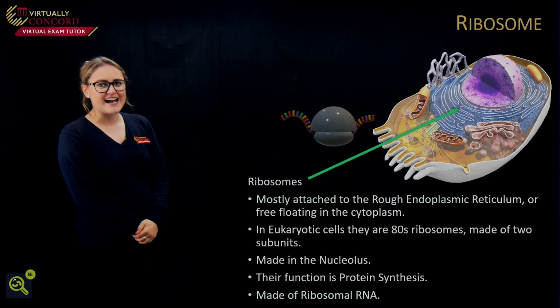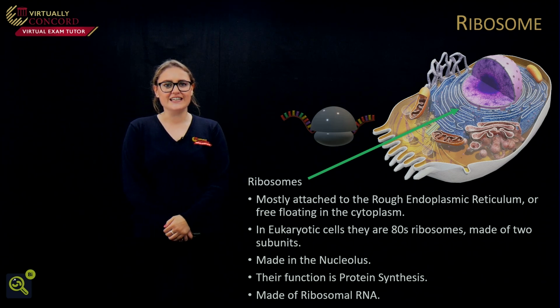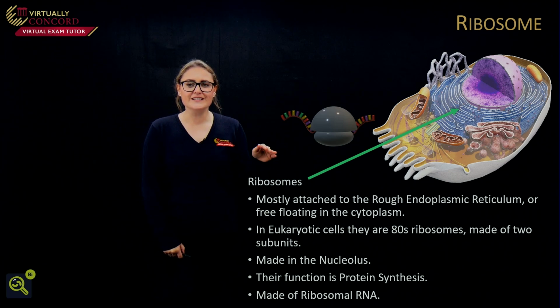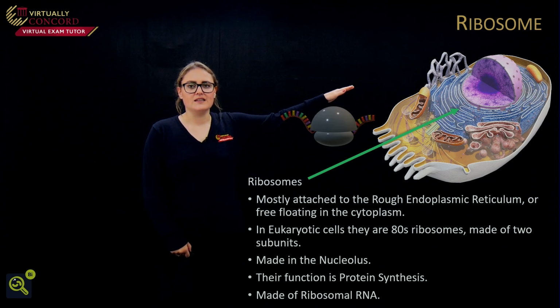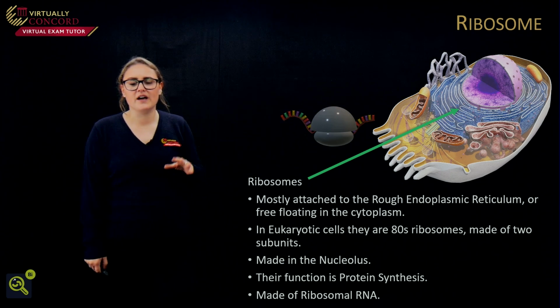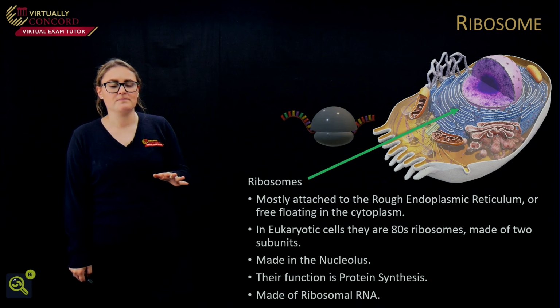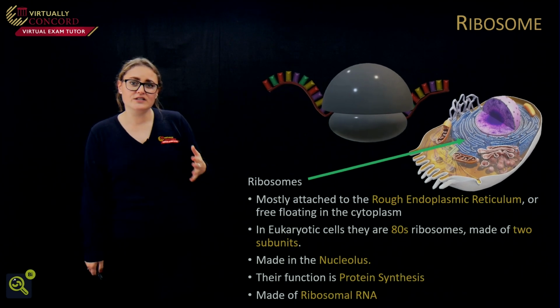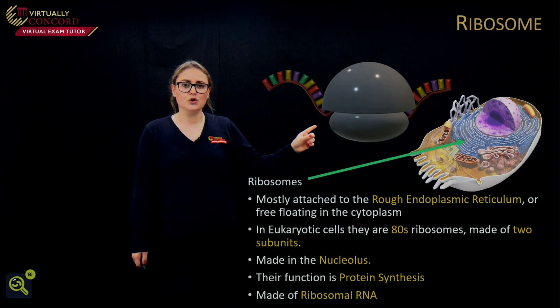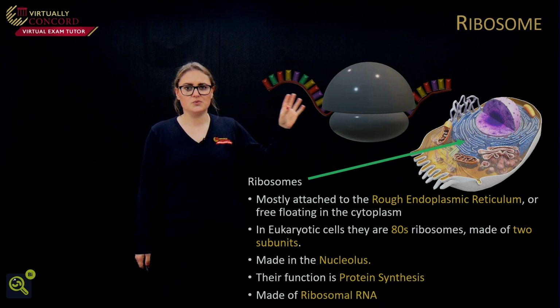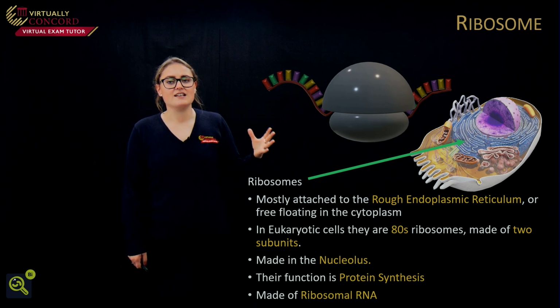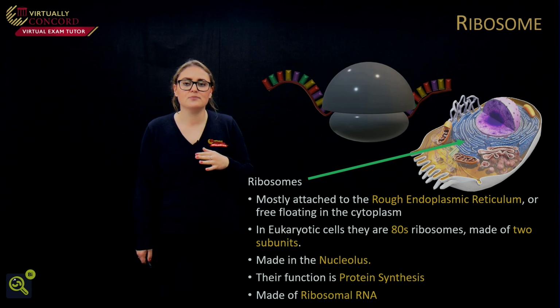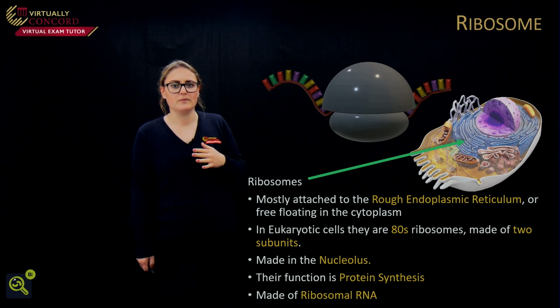Next up, we're going to have a look at some ribosomes. So, as you can see here from this green arrow, they are mostly attached to the rough endoplasmic reticulum, okay, which is what we looked at in the previous video. There are, however, some that are just free floating in the cytoplasm. Now, in your eukaryotic cells, they are split into these two subunits, okay, so a slightly larger one and a smaller one. And in eukaryotic cells, they are called 80S ribosomes. They are slightly different in prokaryotic cells, and we'll have a look at those when we get there.